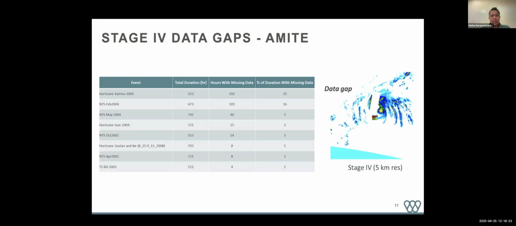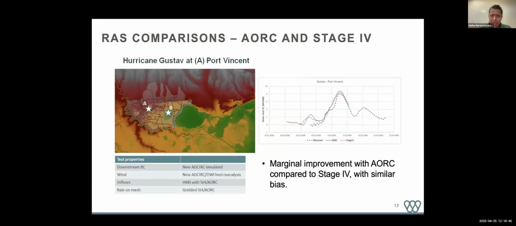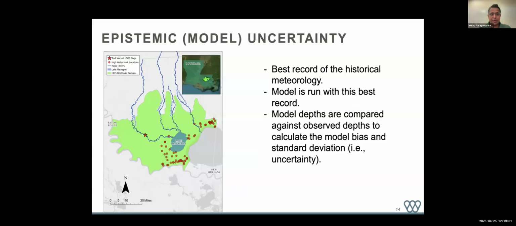We initially started out looking at Stage 4 data for the Amite River Basin and then noticed that there were a lot of data gaps in it. Subsequently, we looked at the AORC data because it had better coverage, and as part of the process, we realized that at least for the HMS model, the AORC data performed better against observations when compared to Stage 4 data. When we looked at the RAS model itself, there was just a marginal improvement with AORC compared to Stage 4, but because of the improvements in the HMS model and the fact that we have consistent data coverage, we decided to use the AORC data set for that purpose.